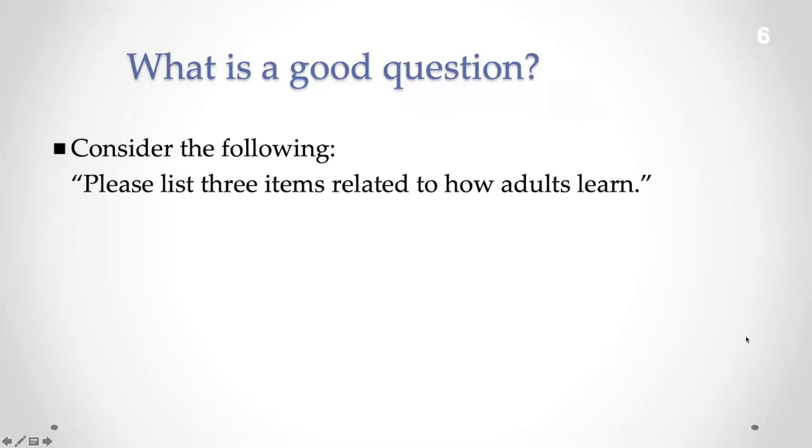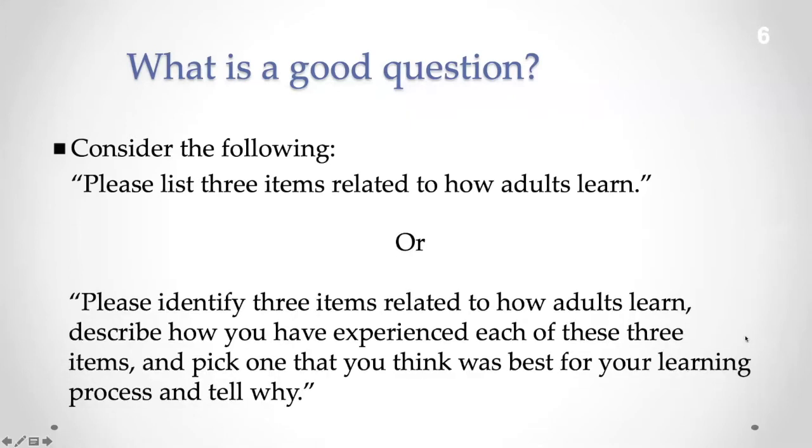Maybe a better question is something along this line. Please identify 3 items related to how adults learn. Describe how you have experienced each of these 3 items, and then pick one that you think was best for your learning process and why. You'll see in this question a lot more involvement in their thinking, and you've given them some direction on what they are to do with that information. The point there being that you want them to be much more engaged and involved in thinking about what they're going to write about and connecting it to their personal experience.